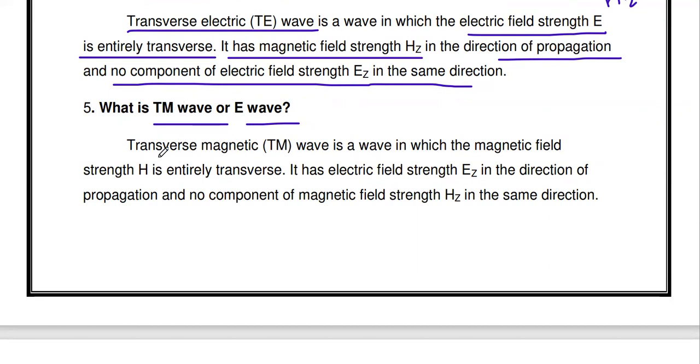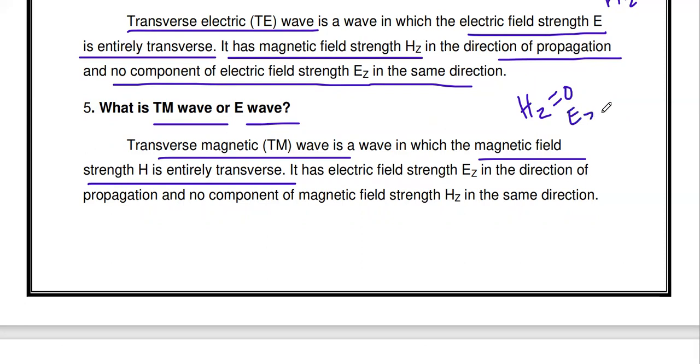So the transverse magnetic wave means a wave in which the magnetic field strength is entirely transverse. That is the Hz component. The magnetic field strength in the direction of propagation is 0, and there is an electric field strength E available. That type of wave is called a transverse magnetic wave. So it has electric field strength in the direction of propagation, but no component of magnetic field strength in the same direction. That type of wave is called a TM wave.